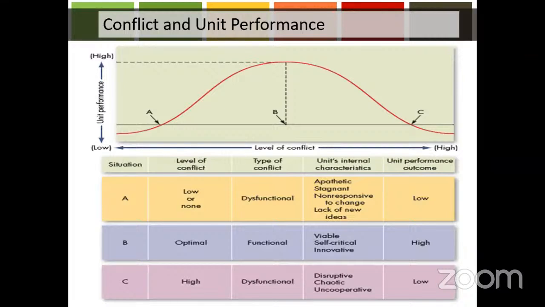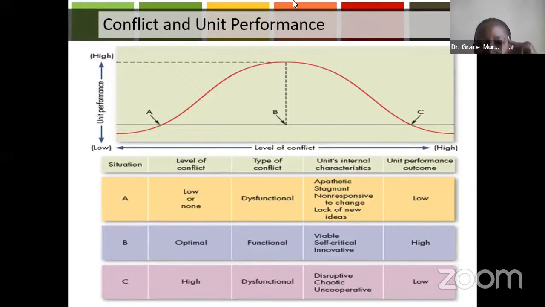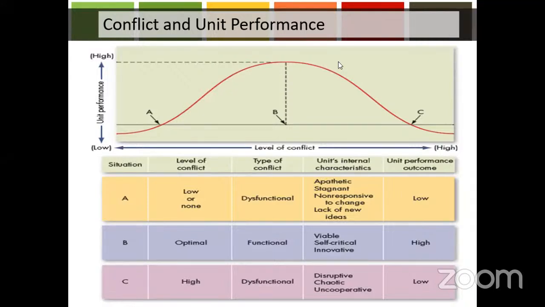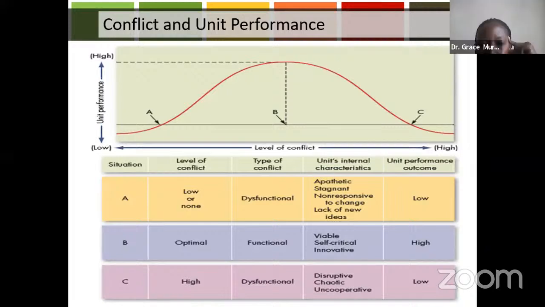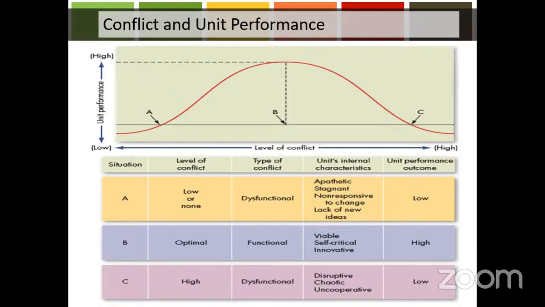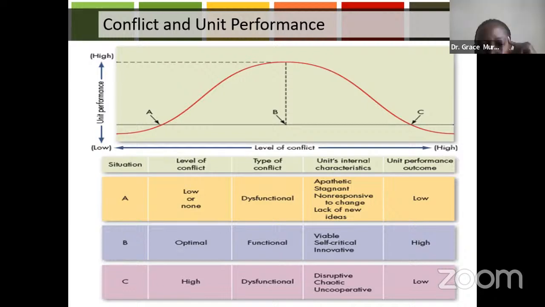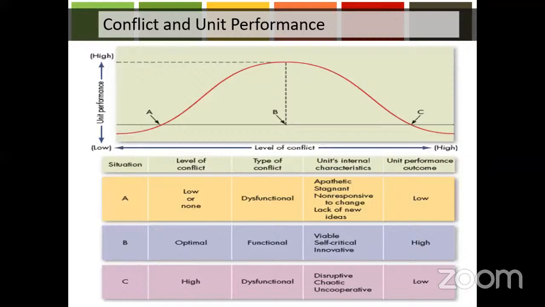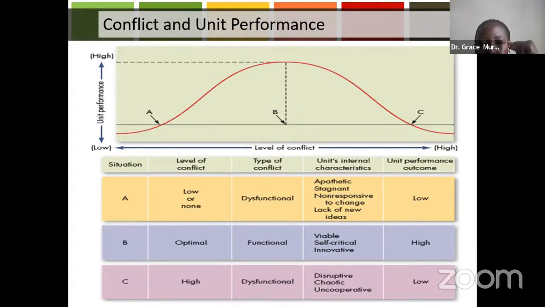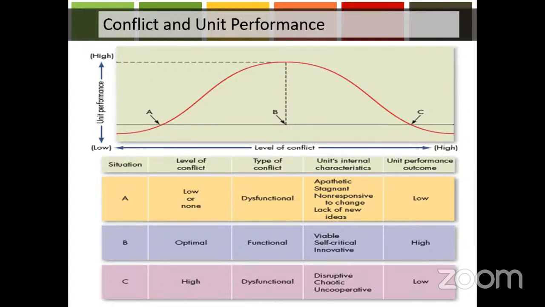What I'm seeing is, I want to echo what my colleague has just said. I'm looking at the levels of conflict, and I'm looking at the unit performance outcome. What is coming into my mind is what you said, that conflicts are not necessarily bad. Sometimes it's good to have these conflicts. I'm looking at A, and it says the level of conflict is low or none. On the other end, the performance is low.